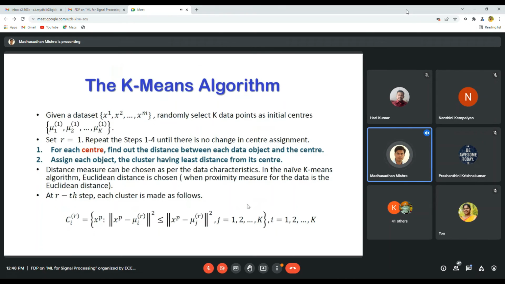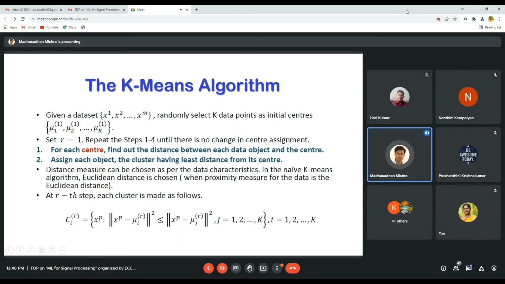Then how does it work mathematically? Say we have a given data set x1, x2 till xm, then we randomly select k data points as initial centers, and their centroids are mu1, mu2, till muk. Then we put r equals 1, and repeat steps 1 to 4 until there is no change in the center assignment. If there is no change, it means all have come to their respective groups.